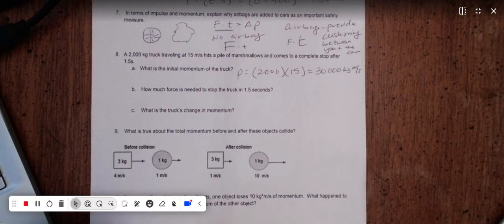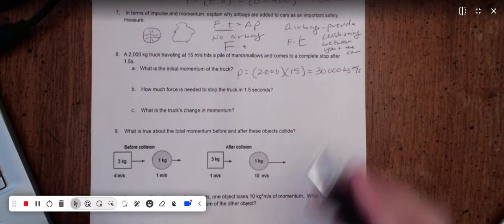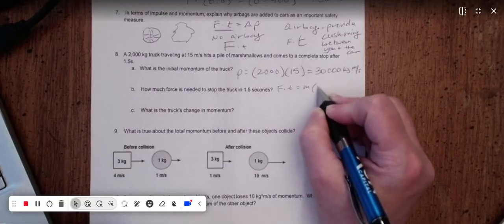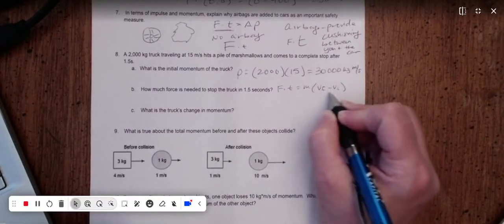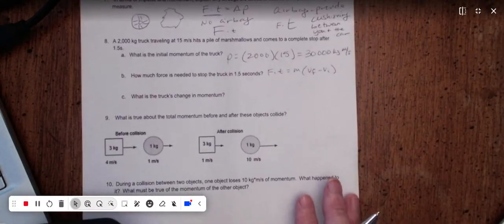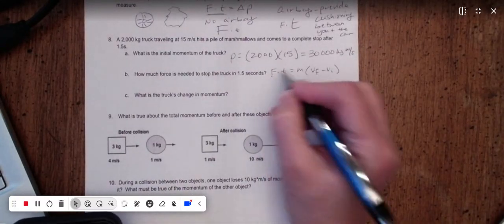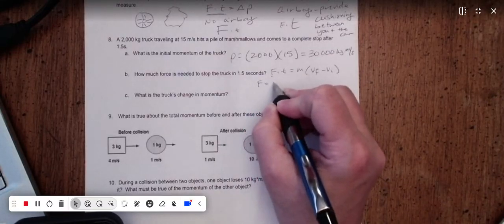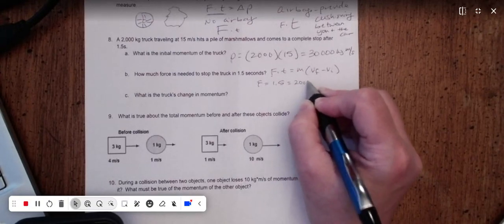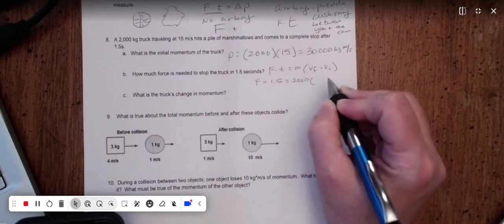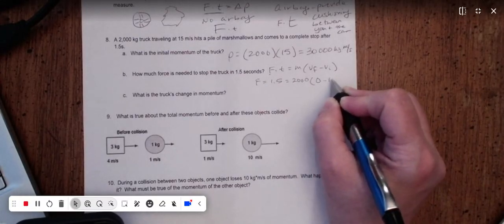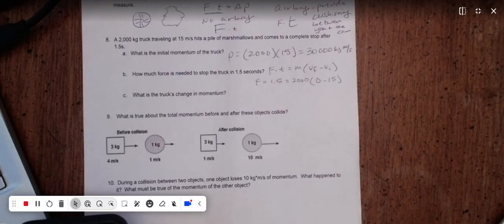How much force is needed to stop the truck in 1.5 seconds? So this is our force times time equals mass times final minus initial velocity. This is our change in momentum. Okay, this is an equation I tried to get us to practice with on Thursday. So we're looking for force. Force equals 1.5. I think this might actually have been one of the problems I gave y'all. 2,000, it comes to a stop, so final velocity 0, minus 15 is the initial velocity, okay?